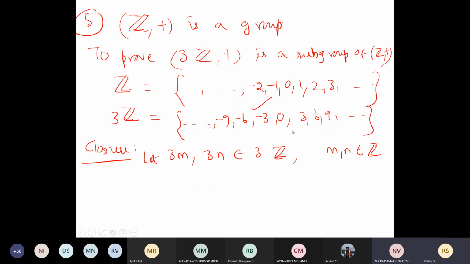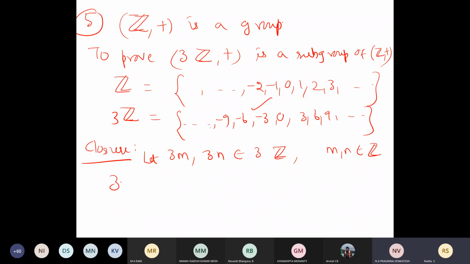Okay, tell me. Why am I considering 3m comma 3n? See, whenever m comma n are from Z, from 3Z you can expect only 3m comma 3n because they are all multiples of the elements of Z. So not all elements of Z will be here, right? Let 3m comma 3n belong to 3Z. How do you prove that it is closed?